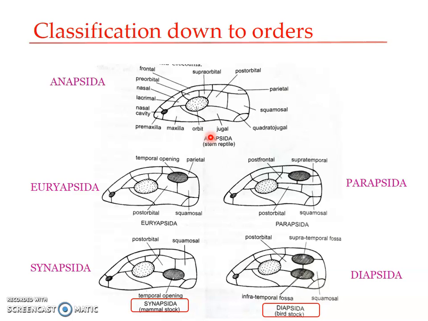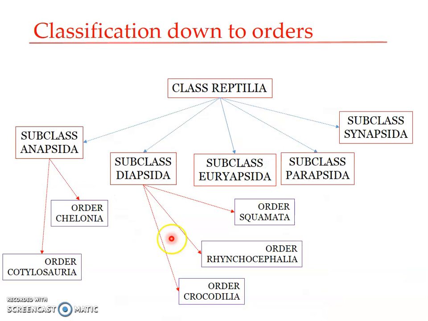Here you can see that the quadrate bone is connected to the otic bones. The otic bones are those bones which support the auditory capsule. Limbs are generally strong, and the body is enclosed in the dorsal carapace and ventral plastron. Now it includes two orders: order Cotylosauria and order Chelonia. Cotylosauria includes extinct representatives, while order Chelonia includes the turtles, tortoises, and terrapins. So this is the only order under Anapsida which has living representatives, while order Cotylosauria are extinct forms.